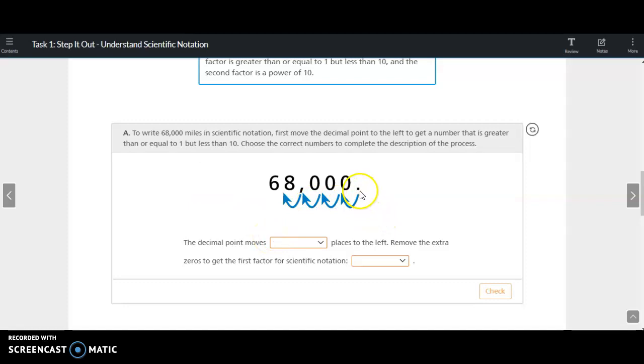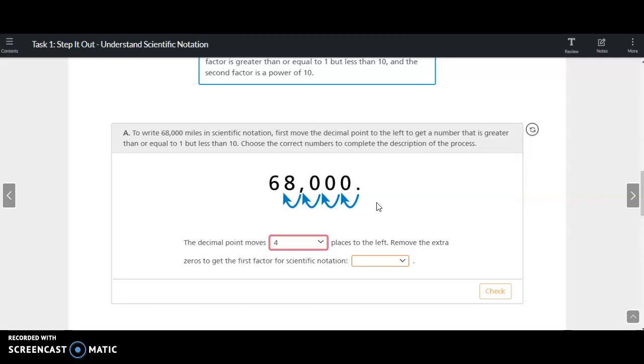So we need to move this decimal so that it becomes a single whole digit number, which means the decimal moves 4 places to the left. So 68,000 has a decimal behind the 0, and it is a large number. In order to move it so that the decimal falls between the 6 and the 8, we have to move it 4 places to the left. After that, we can remove any extra zeros because they are not holding place value anymore for scientific notation.